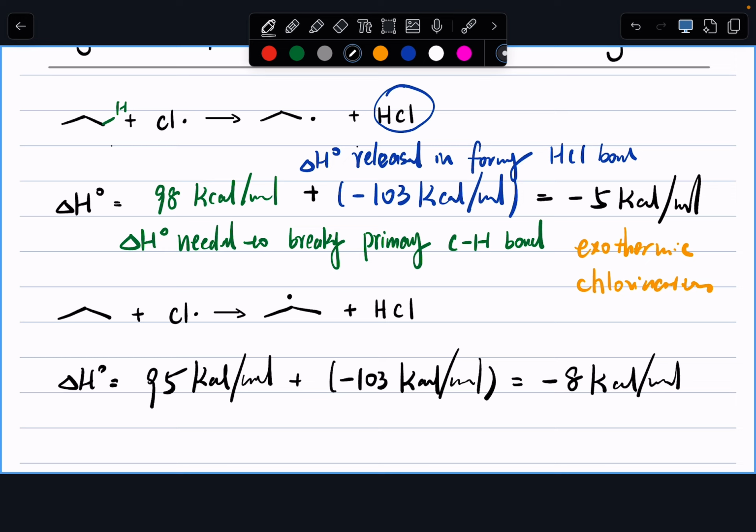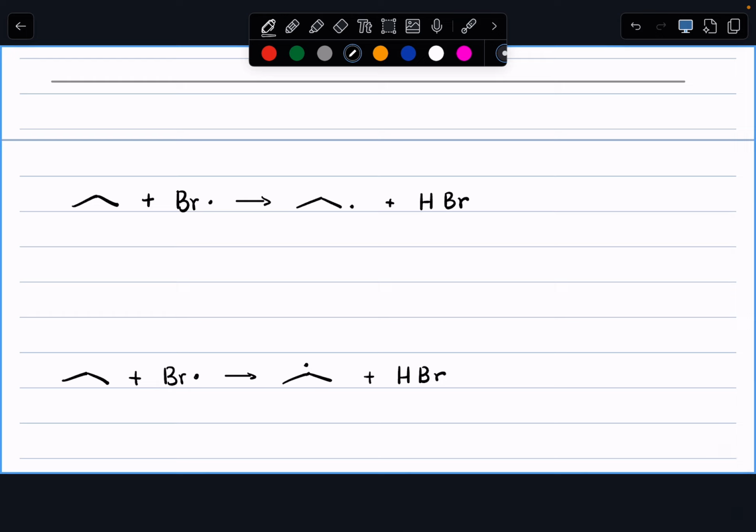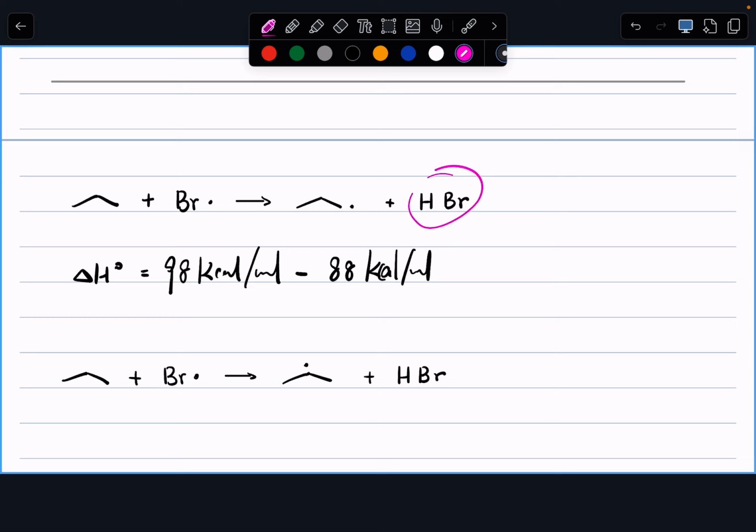And what about my bromination, right? We were talking about bromination and chlorination being different, with bromination being way more selective compared to chlorination. Let's see what the thermodynamics of the bromination reaction are. So these are the negative 5 and negative 8. We'll come back and use these numbers later on. Bromination and chlorination we'll do the same way. We have delta H naught. This number is the same for the primary CH bond, 98 kilocal per mole, minus now only 88 kilocal per mole. The reason this one is smaller is that my HBr bond is a weaker bond.